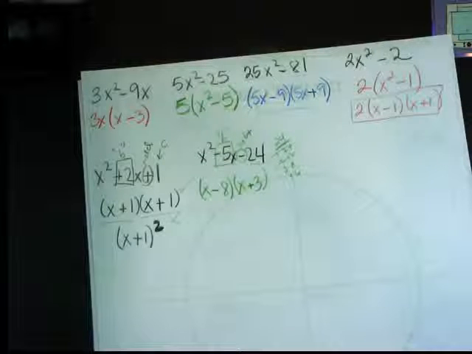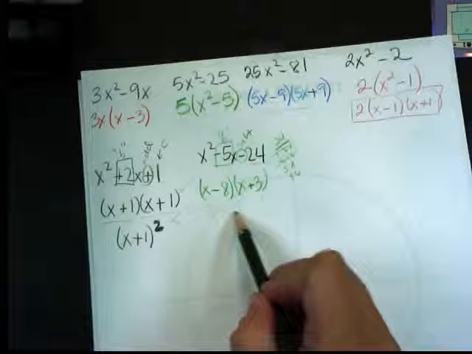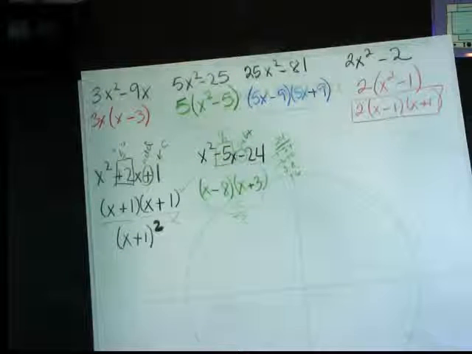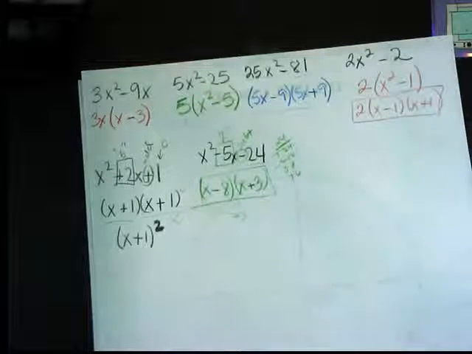If you're unsure, check it. And checking is something you're going to have to get very comfortable with doing, especially when we move out of our bottoms-up method and we get into trial and error. You need to be able to check that negative 8 plus 3 is negative 5. That's your factoring.